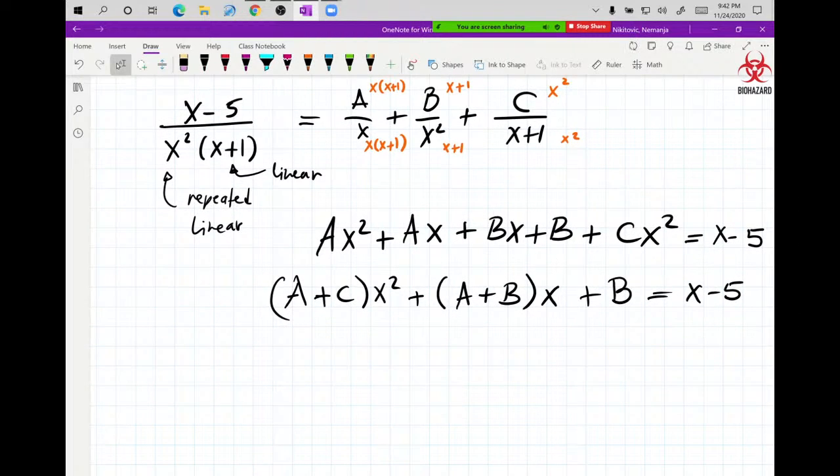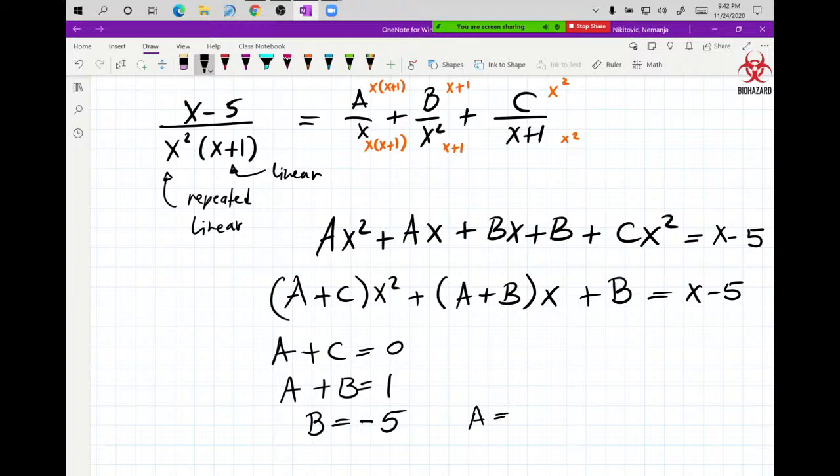And this would be what? It would be a plus c is 0 because there is no x squared term. A plus b is going to be 1, that's the coefficient of x. And we just know that b is negative 5. So if b is negative 5, that immediately means that a is 6 and c is negative 6. Because when I plug in negative 5 for b and move it to the other side, 1 plus 5 is 6, so a is 6 and c has to be the opposite, so they add to 0.